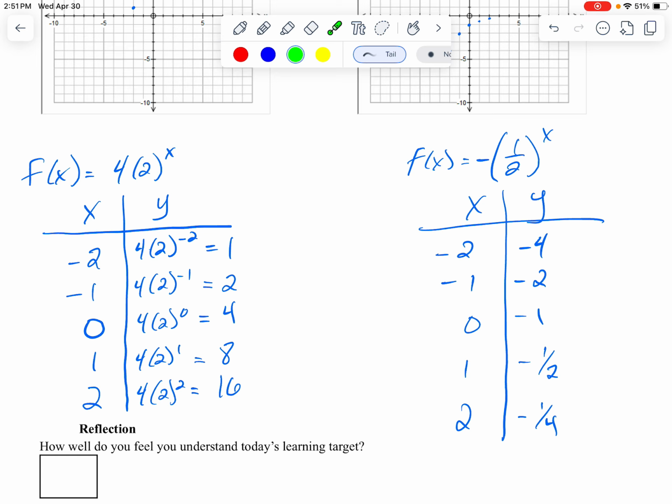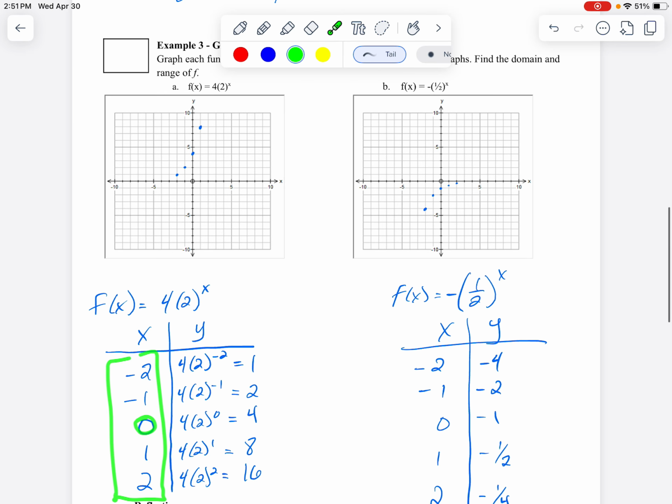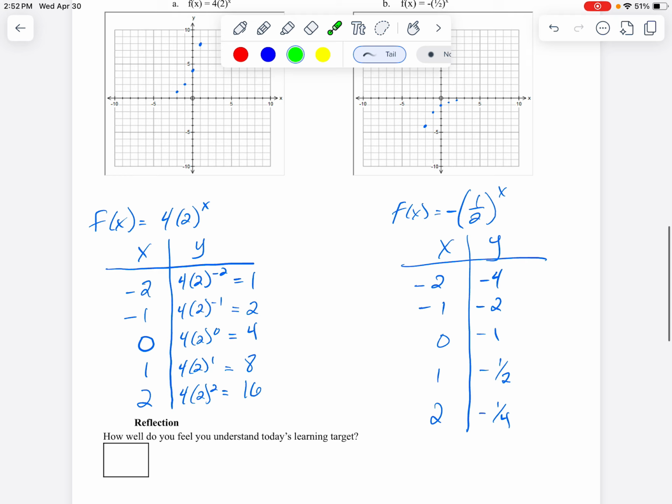It's always good when choosing values of x to choose some positive and negative, and it's always good to choose 0, because when x is 0, that gives you a point on the y-axis, and oftentimes things happen on that axis, and we might see bigger changes somewhere around when x is 0, 1, and negative 1. So just like we did in the previous one, I'm taking my equation and plugging these values in.